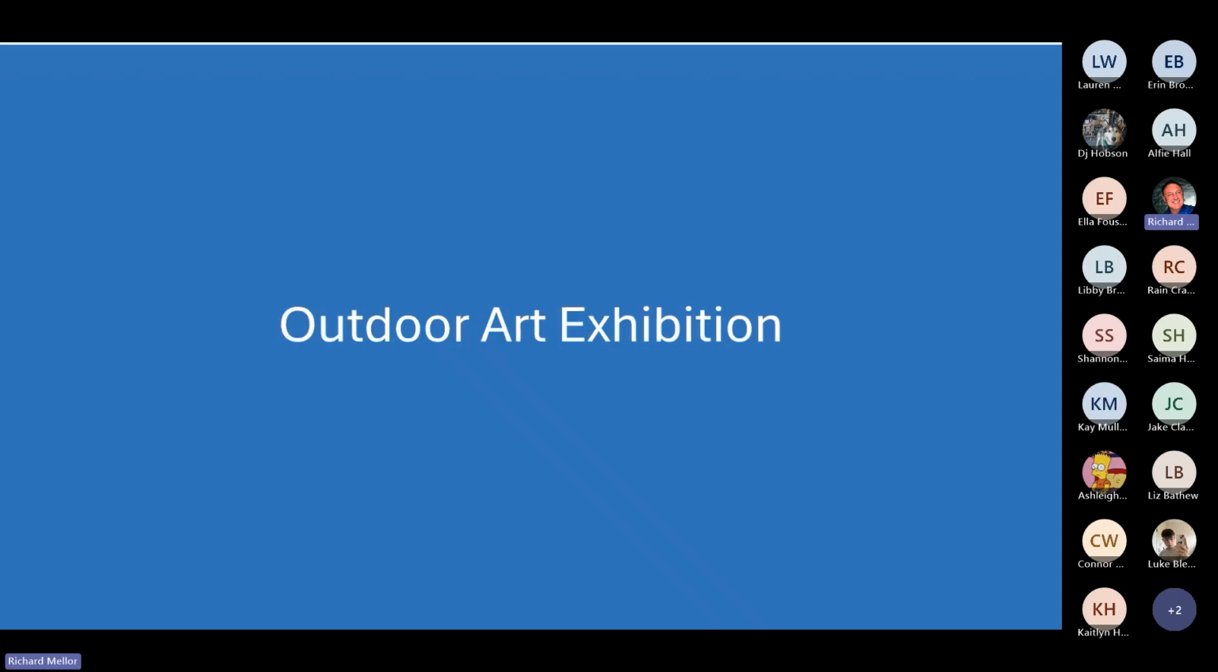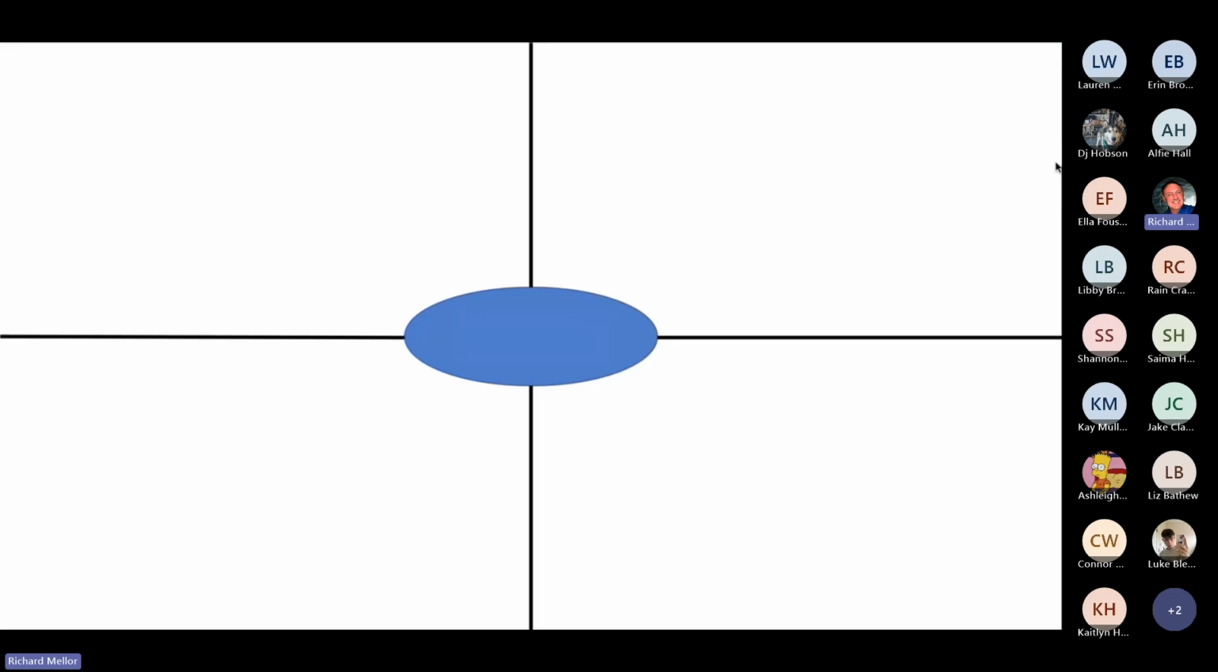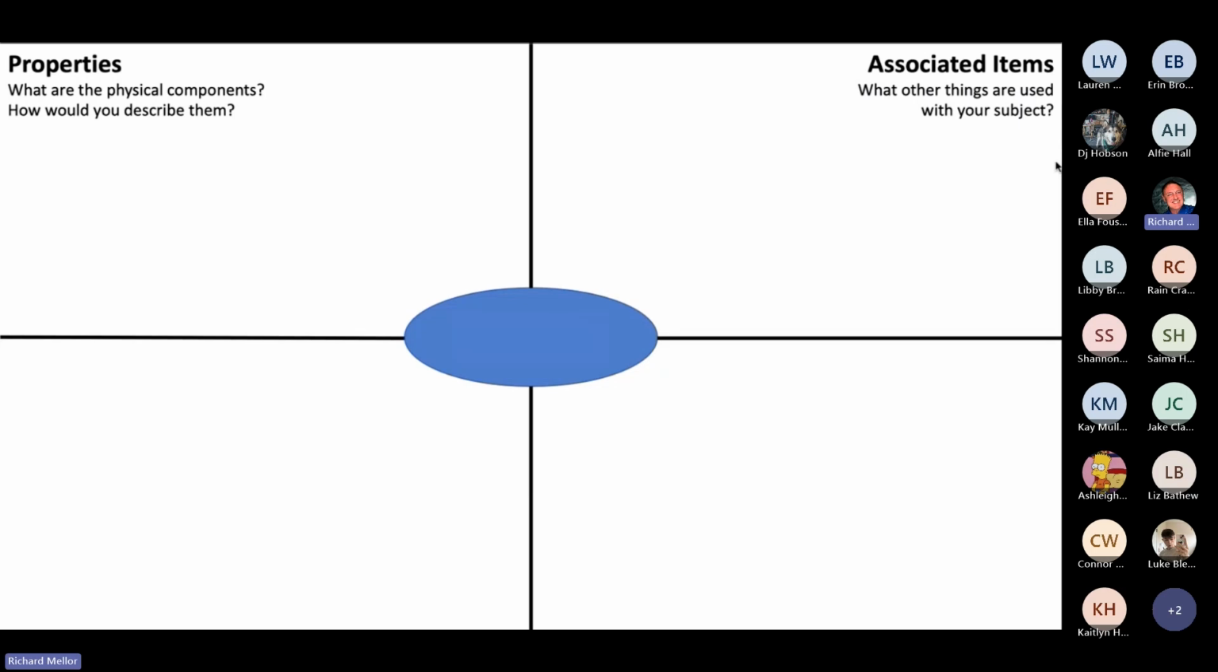So let's say we have another client and they are the event organizers for an outdoor arts exhibition. And we pull up our visual quadrant, which effectively is a sheet of paper divided into 4 quarters. In the top left-hand corner, we want to write down associations and properties, physical associations with that project. Whereas in the top right-hand corner, you would write down associated items, like what other things are used with that product or that event. And then the bottom left-hand corner, you might focus on behaviors or uses.